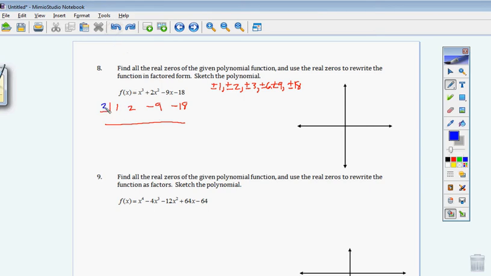Okay, sorry. 2. So I bring down, I get a 1. 1 times 2 is 2. 2 plus 2 is 4. 4 times 2 is 8. That's a negative 1. Not. Now, if you're still wondering, well, why isn't this working? It's because we're not getting 0 as our remainder.